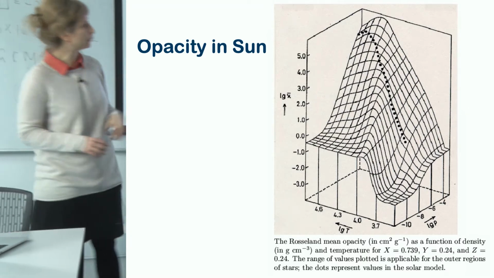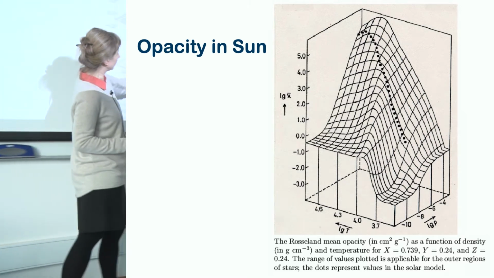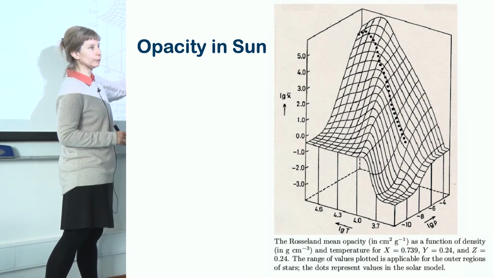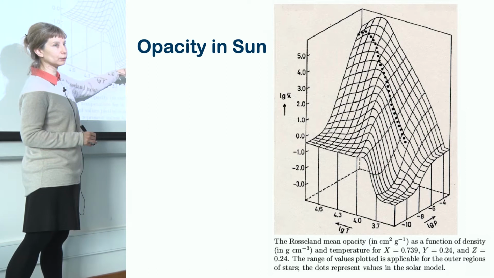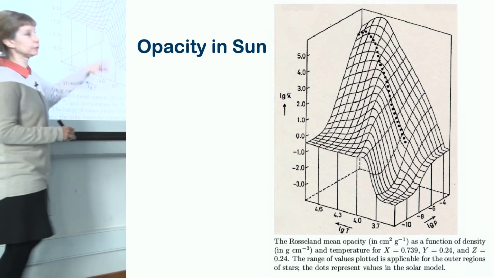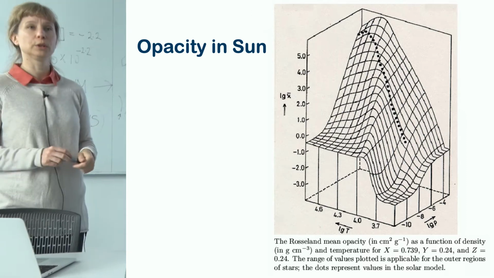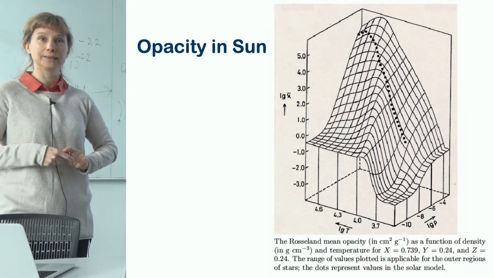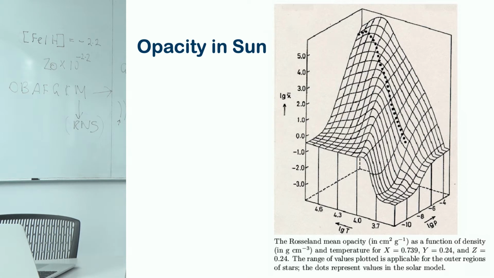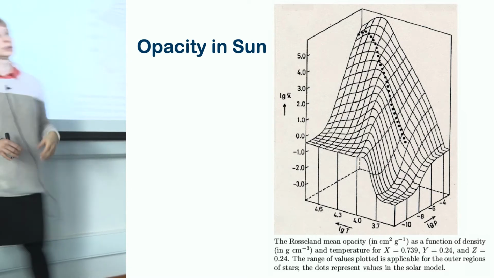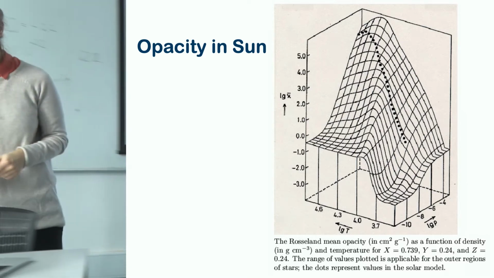So you can see, for example, according to this diagram, that the opacity is actually quite low in the cool temperature regions of the star, our radiative opacity. But this is just radiative opacity. This actually doesn't include molecules. If you were to do it properly, you would need to include the contribution of molecules and dust grains, and their contribution increases in this particular region of the parameter space.